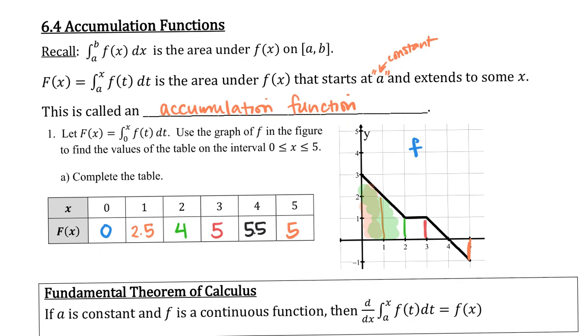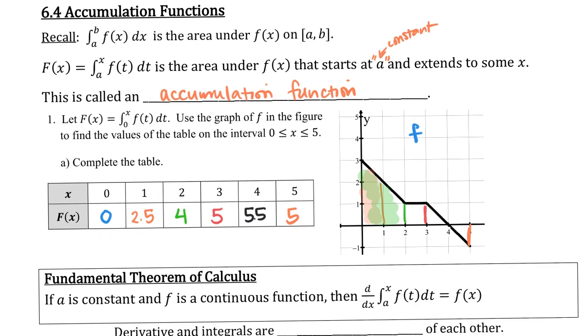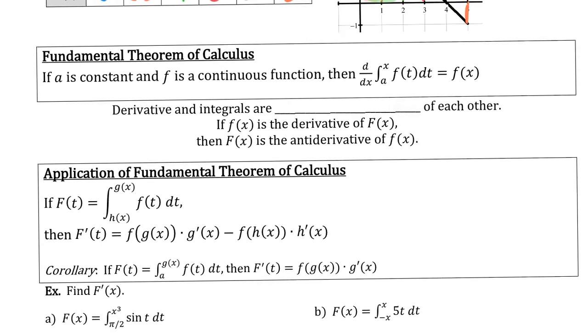Okay, so that's how the accumulation function works as you're looking at it. We're going to look at the fundamental theorem of calculus, and this is actually part 2. We have not done part 1 yet. We will do it soon. Fundamental theorem of calculus part 2 is saying if a is a constant, and f is a continuous function, then the derivative of the integral from a to x of f of t dt is going to equal f of x.